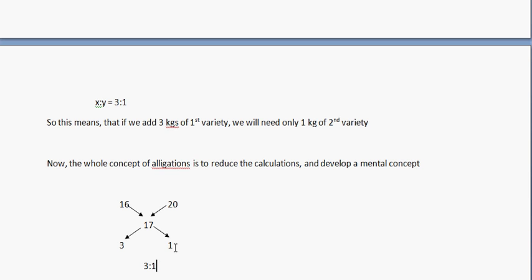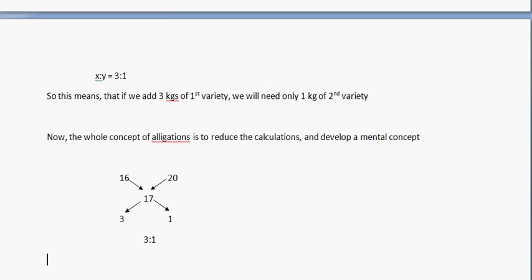So we can solve it without writing these equations, using this diagram generally, and hence we would get the answer. Or we can even write the formula.